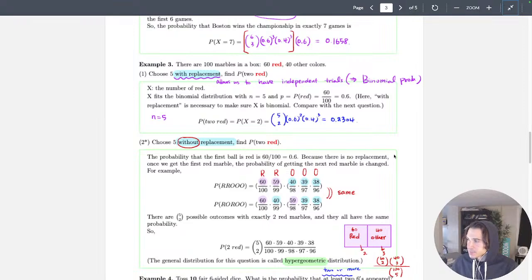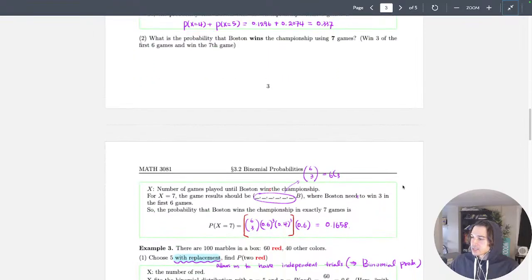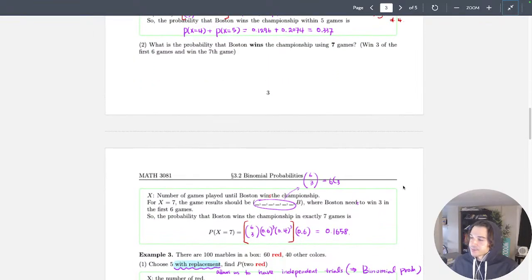This makes sense, right? Again, X is the number of red. X fits a binomial distribution. n equals 5 because we're choosing 5. p equals the probability of red, 60 over 100, because we have 60 red and 40 other colors. Here, with replacement is necessary to make sure X is binomial. Compare with the next question. So, trying not to cheat. We're asked to find the probability of 2 red and it's binomial. So we're choosing 2, right? So we have 100 choose 2.